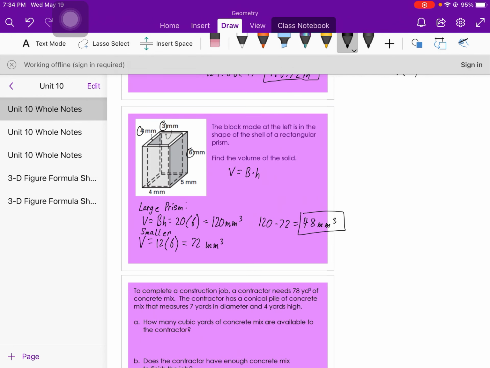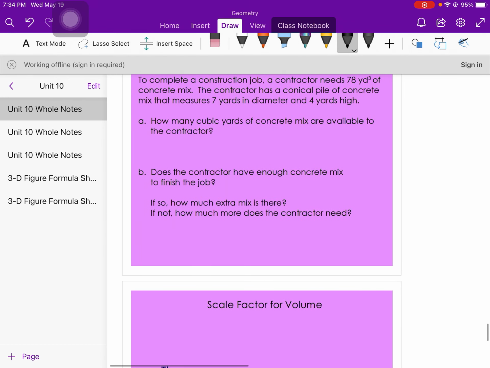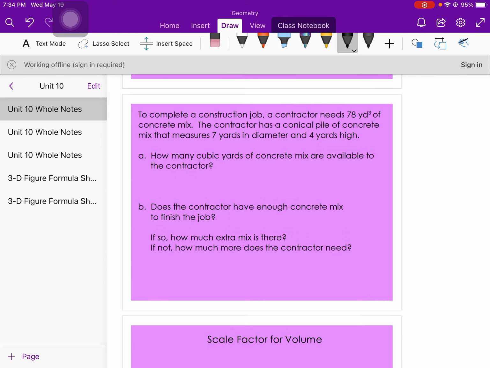Okay, so basically whenever you have a problem like this, you're finding the portion as if it were one figure, using the largest dimensions to find it as one figure, and then subtracting the smaller figure's dimensions. One more of these application problems, then we'll move on to scale factor.